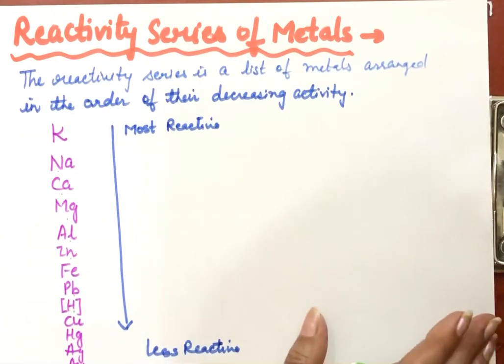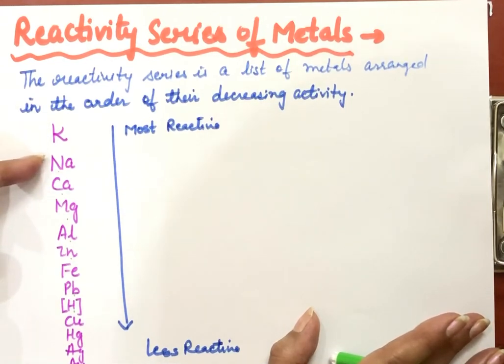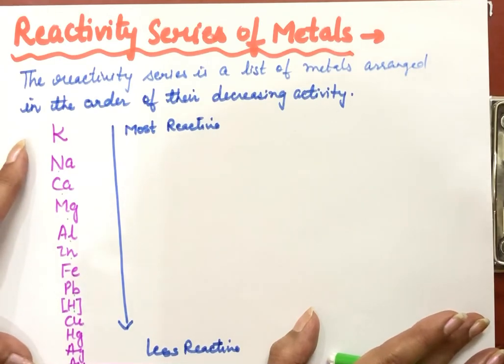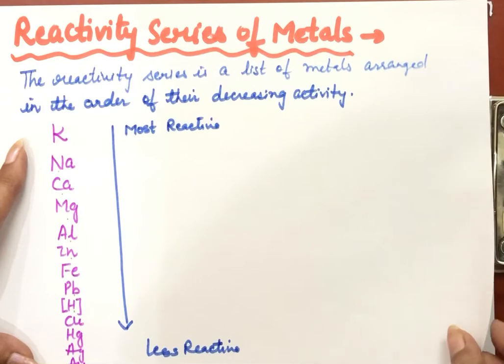So this is to understand whether the displacement reaction can take place or not. The more reactive metal can displace the less reactive metal from its salt solution. So this series will help in understanding the displacement reactions. Now after this I am taking one small topic, that is anodizing.